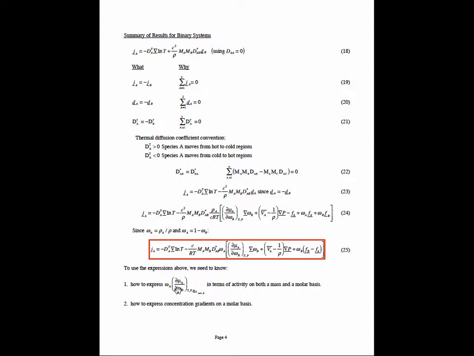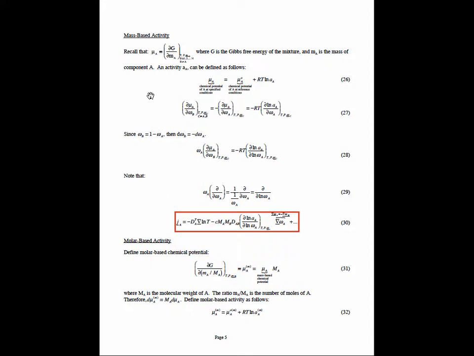And to put this in practical terms, we need to do a little bit more work on the chemical potential term, and this is expressed on a mass basis. We'd also like to be able to express it on a molar basis for problems where we're solving mass transport problems in molar units. To convert from mass to a molar basis, we recall the definition of a chemical potential.